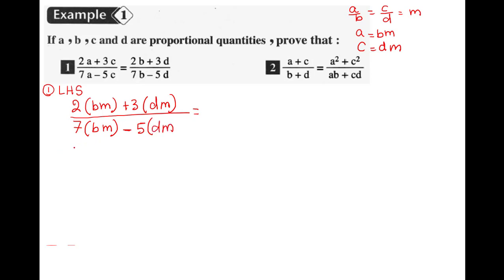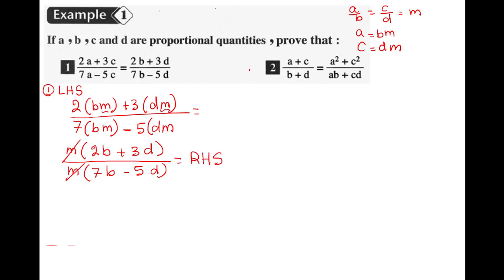Then I can take M as a common factor. It will leave me with 2B plus 3D over, in the denominator, I can take M as the common factor. It will leave me with 7B minus 5D. I cancel the M with the M, and this is equal exactly to the right-hand side. Now let's do the next problem.